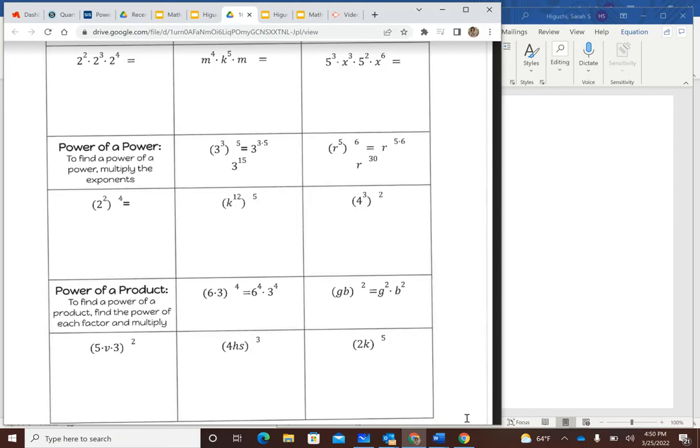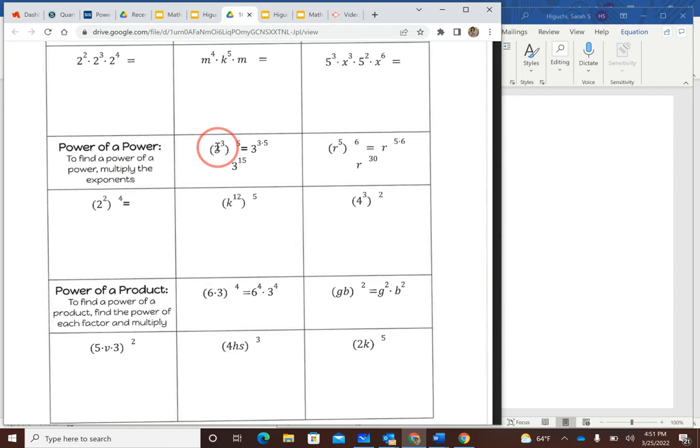The second exponent property I want to show you is called the power of a power property. That's basically when you have an exponent raised to another exponent. So let's look at a couple of examples. Basically, the rule is that you will multiply those exponents together.